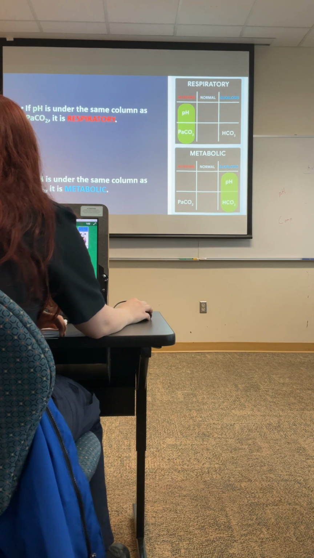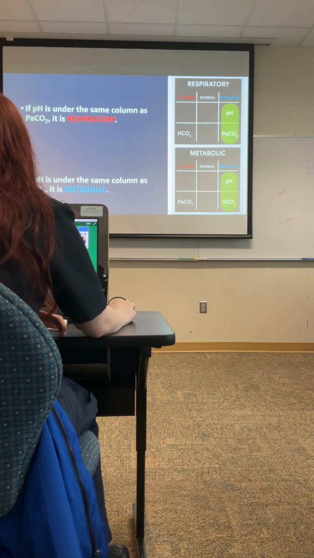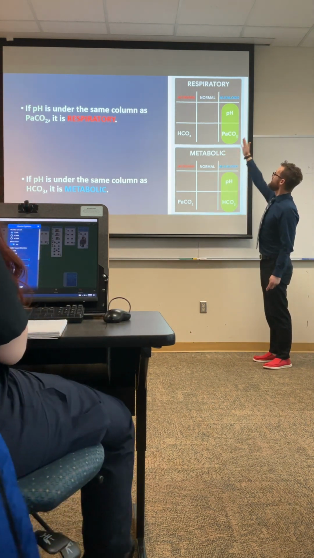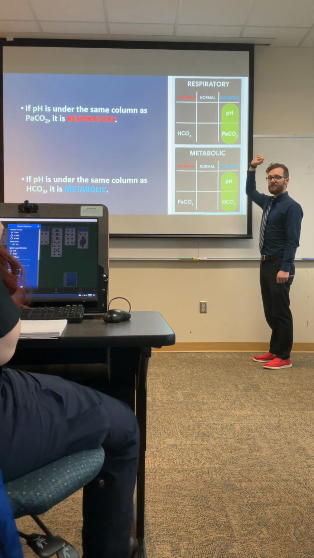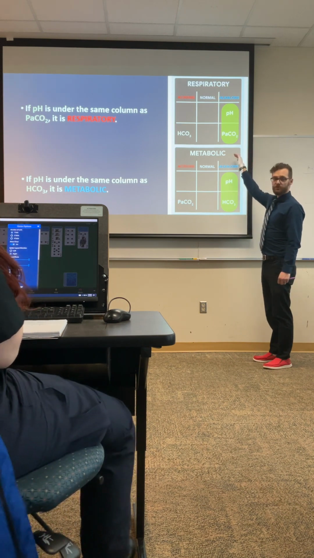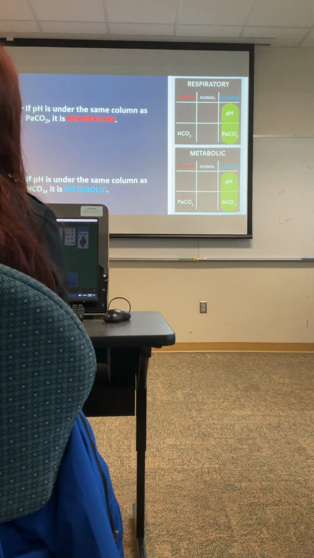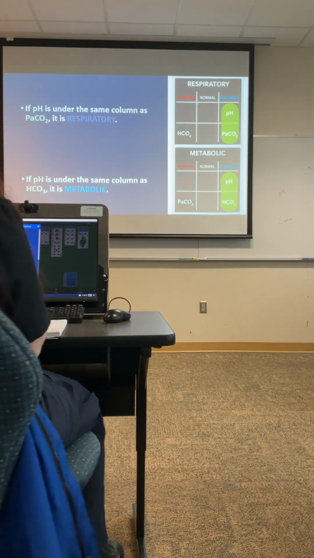But the reverse can also be true. As you can see now, the pH is in the same category as the CO2, but now it's in an alkalotic state. So we would call this respiratory alkalosis. Whatever column they fall into, that's how we're going to describe them.